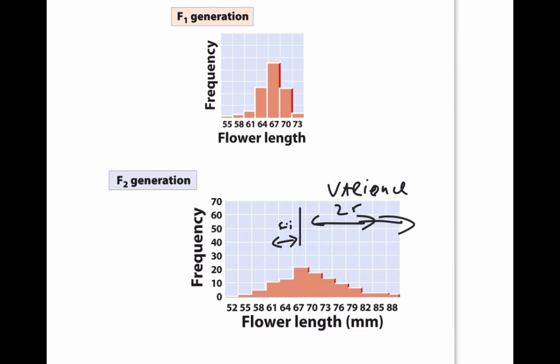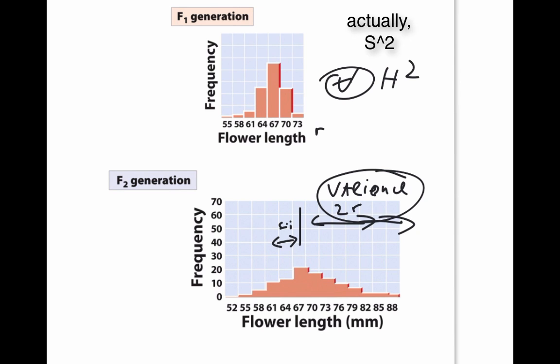Anyway, the variance here would be much larger than the variance here, and so you knew that you had a genetic contribution here, and the genetic contribution would be the difference between this variance and that variance, or H2. Does that make sense?